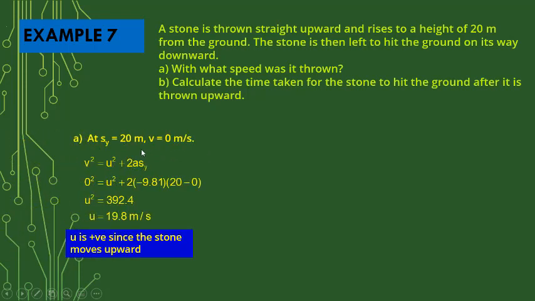A. At the maximum height of 20 meters from the ground, the final velocity of the stone is 0 meter per second. Applying the equation v square equal to u square plus 2as, we substitute all the values to get u equal to square root of 392.4, and again here u is positive since the object is moving upward.